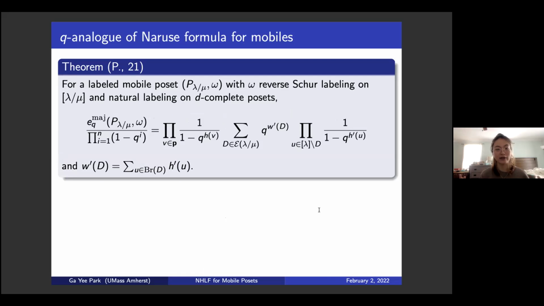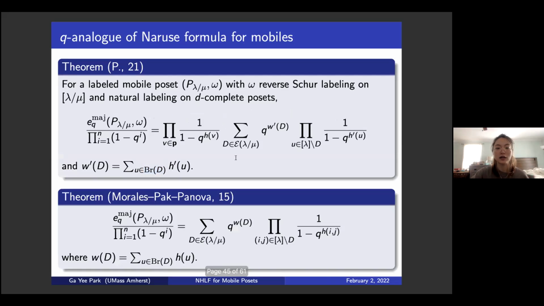We also have the major index version of the Naruse formula as well, where of course we are looking at the broken diagonals as well. And here as well, we are looking at the new hook length definitions of the broken diagonals. And I just put this formula here just so you can compare it and see the resemblance between the two.